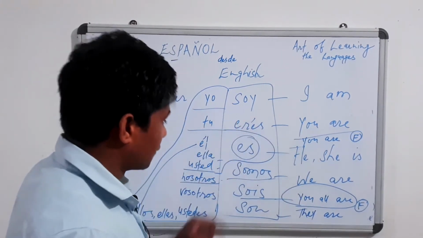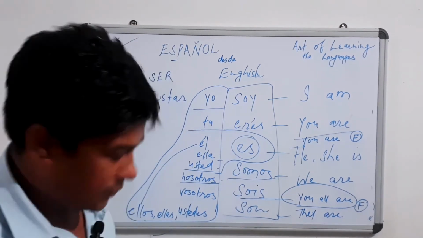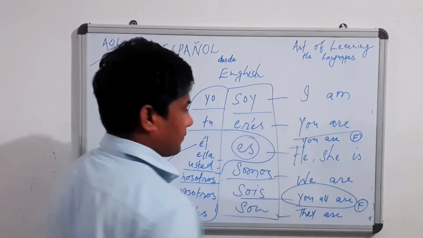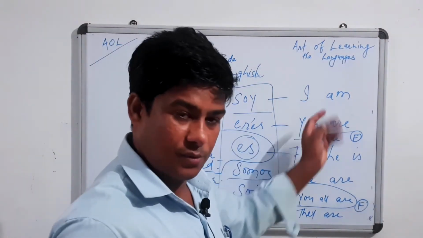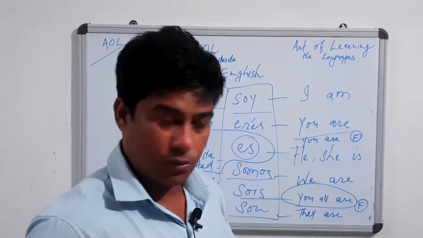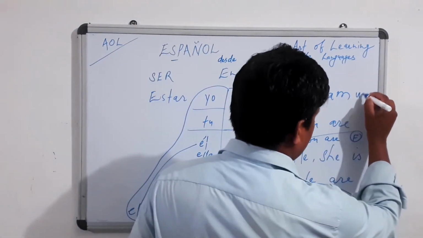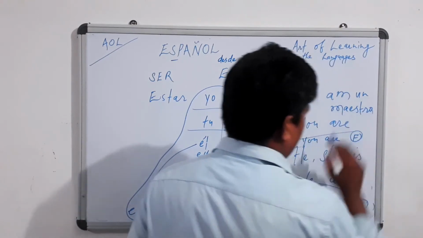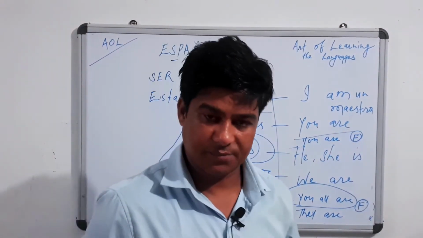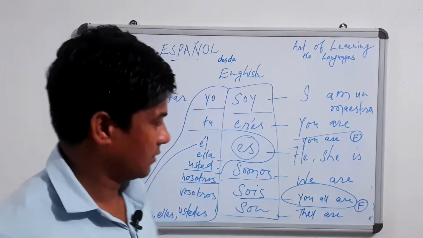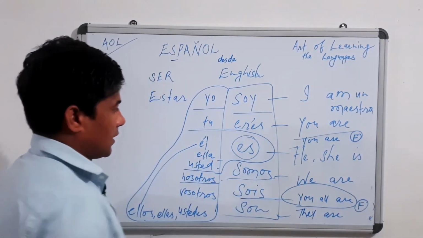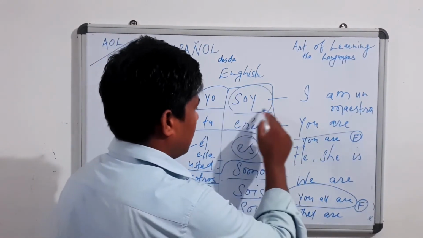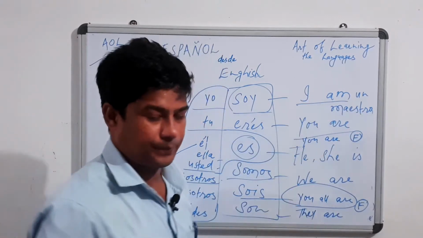If you are using soy, and you are not using the pronoun, you are just giving soy, that means I am. Soy un maestro, I will write here, soy un maestro. Maestro means master, teacher, professor, okay? So you can use soy un maestro, I am a teacher. This soy describes I am, right?